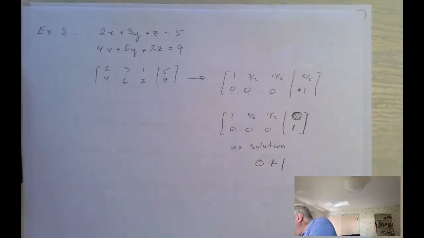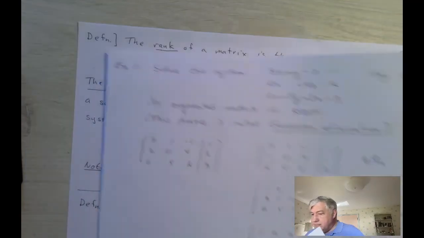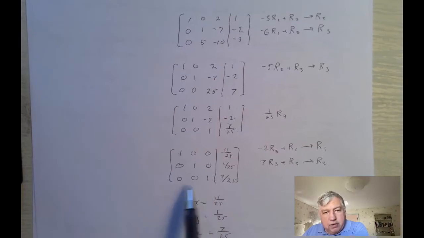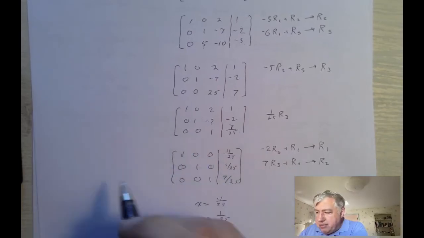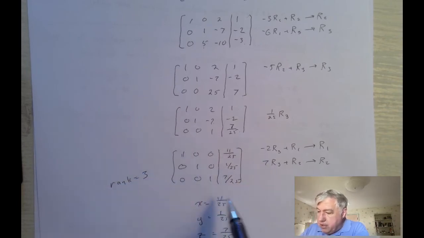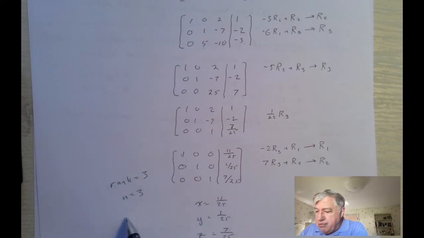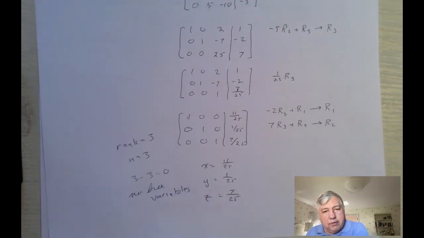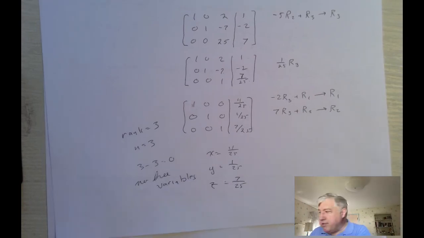But in example 1, we could see that in the reduced row echelon form, there were no 0 rows. There were 3 non-zero rows, so the rank was 3. And n was 3, there were 3 variables in this case, so 3 minus 3 was 0, so there were no free variables. And there was exactly one unique solution.